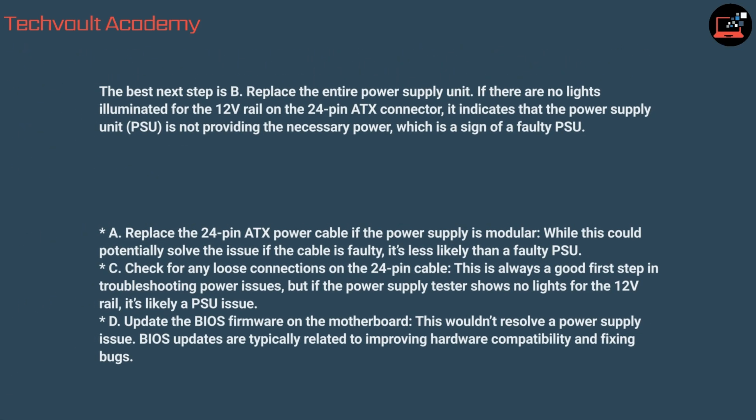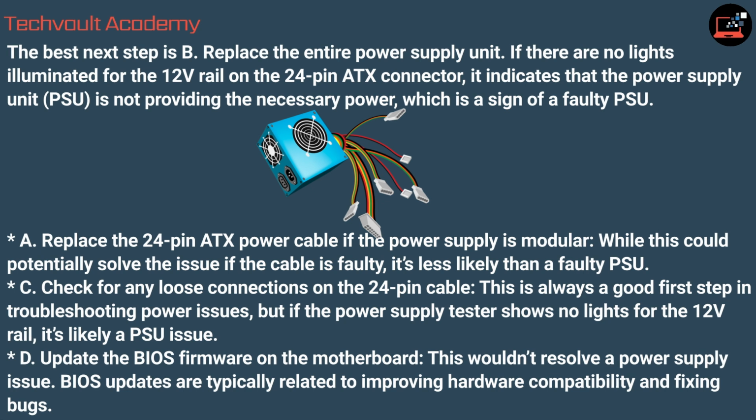The best next step is B. Replace the entire power supply unit. If there are no lights illuminated for the 12-volt rail on the 24-pin ATX connector, it indicates that the power supply unit, PSU, is not providing the necessary power, which is a sign of a faulty PSU. A. Replace the 24-pin ATX power cable if the power supply is modular. While this could potentially solve the issue if the cable is faulty, it's less likely than a faulty PSU.